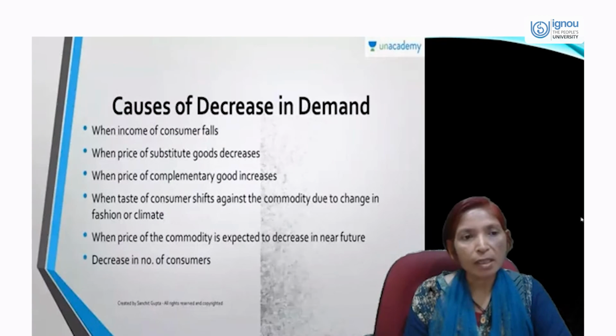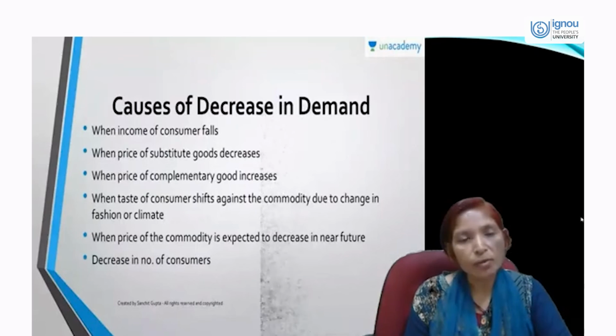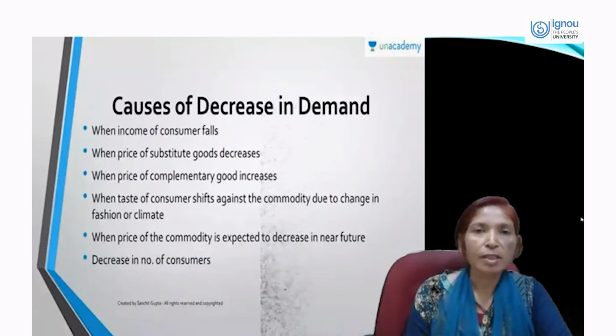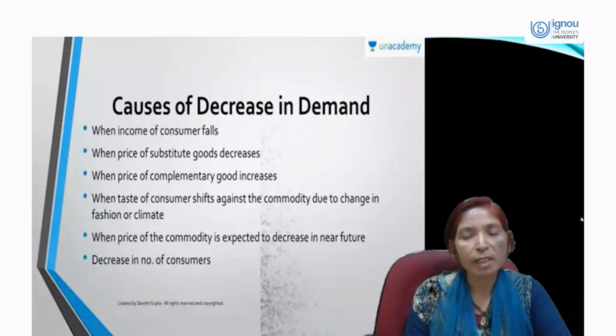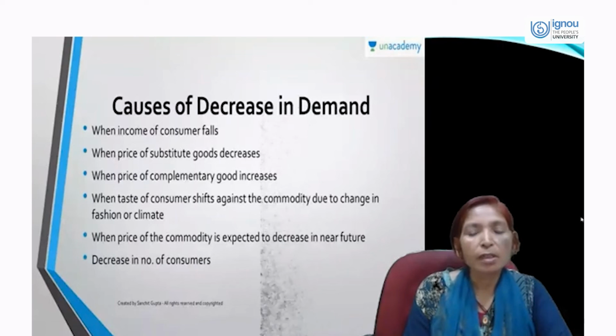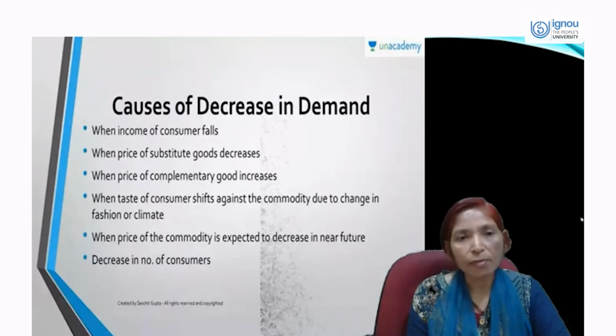So the causes of decrease in demand are: when consumers' income falls, when price of related goods falls, when price of complementary goods falls, when taste and preferences are unfavorable, when we expect that price of the commodity will decrease in the near future, and decrease in number of consumers. So these are the main causes of decrease in demand, and the reverse situations are the causes of increase in demand.